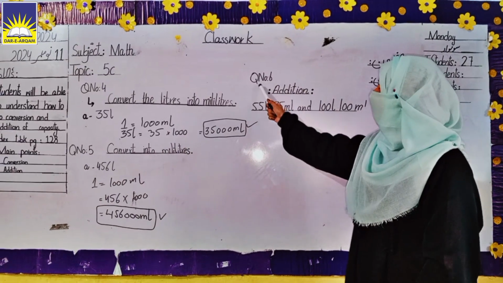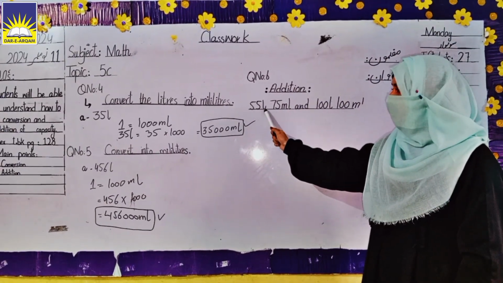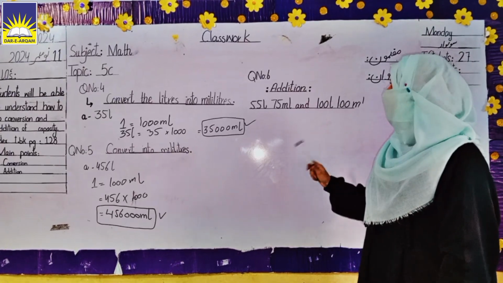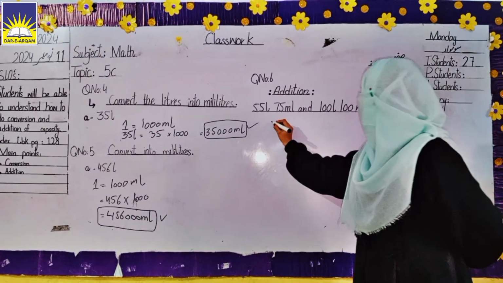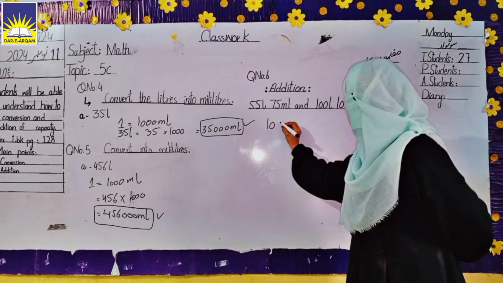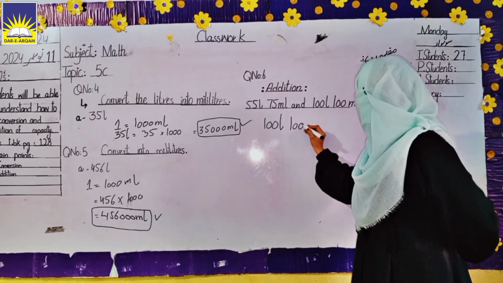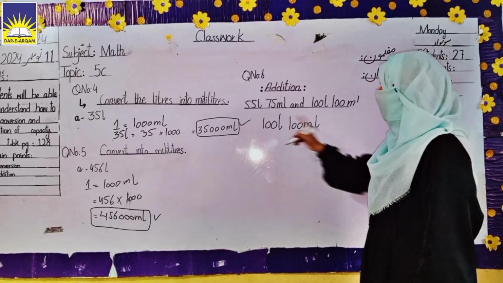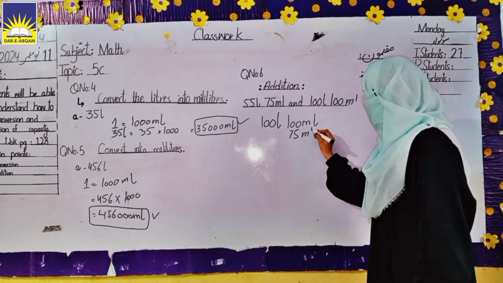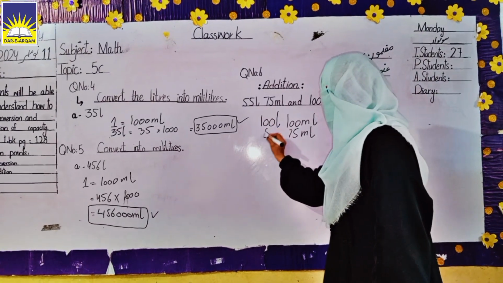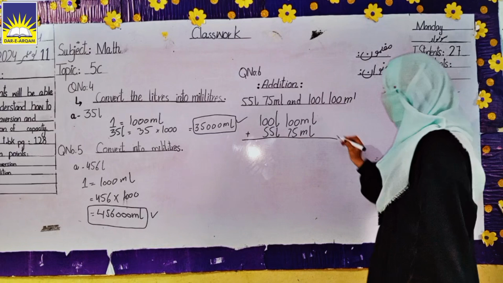Okay, look at the question number 6, addition. You will put the liter below liter value and milliliter below milliliter value. First of all, we choose the largest value, 100 liter as well as 100 milliliter. Okay, milliliter 75 milliliter here and the 55 is here. We put the sign of addition.